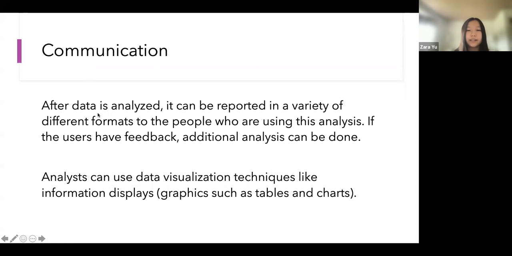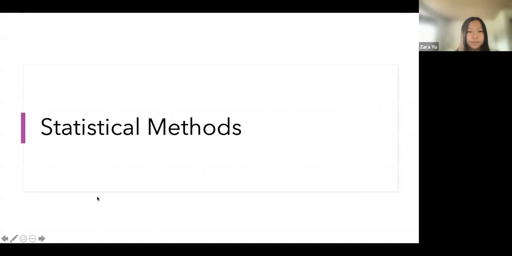So after your data is analyzed, it can be reported in a variety of different formats to the people who are using this analysis. So if the users have feedback, more analysis can be done accordingly. And analysts use data visualization techniques to convey their data sometimes. So this is also tables and charts and such.